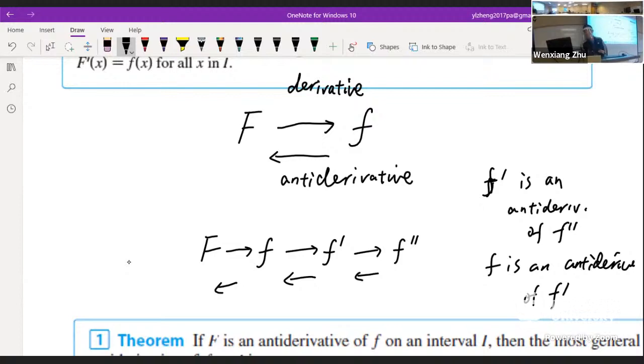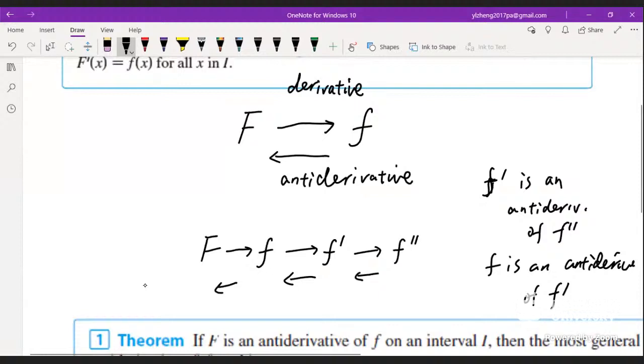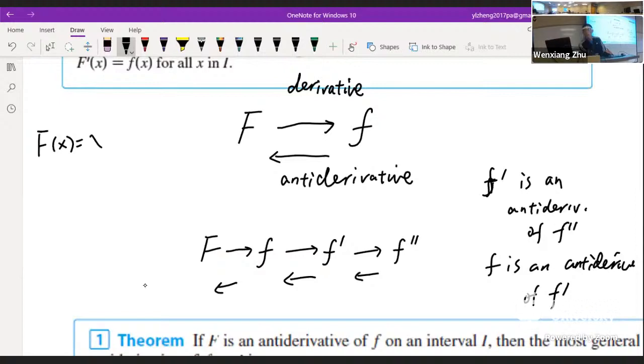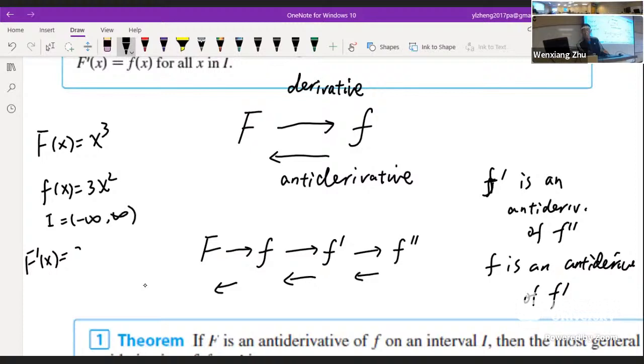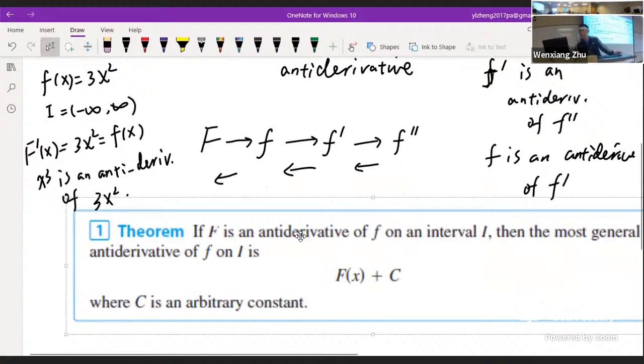Pretty simple. For an example, you have a capital F of x equal to x cubed, and a little f of x equal to 3x squared, on the interval I, the whole real number line. If you take the derivative of capital F, indeed you get 3x squared, equal to little f at every x. So that's why x cubed is an antiderivative of 3x squared.